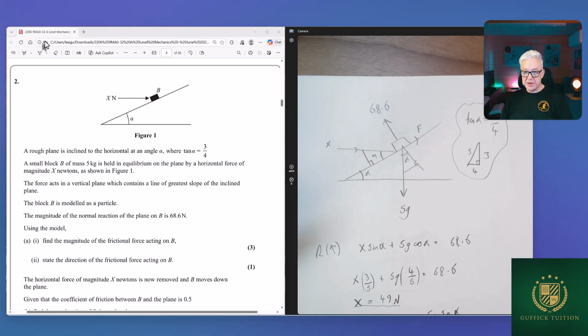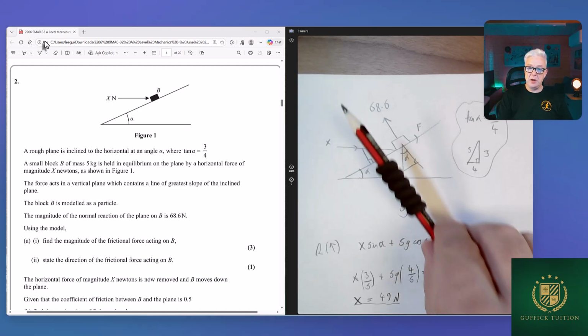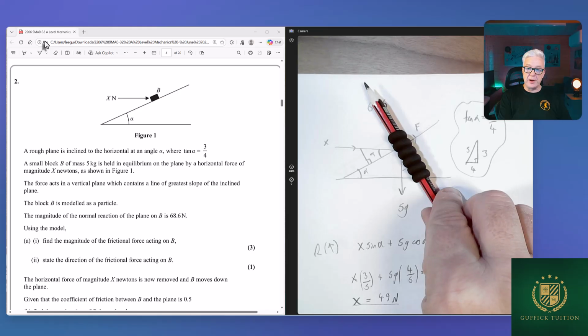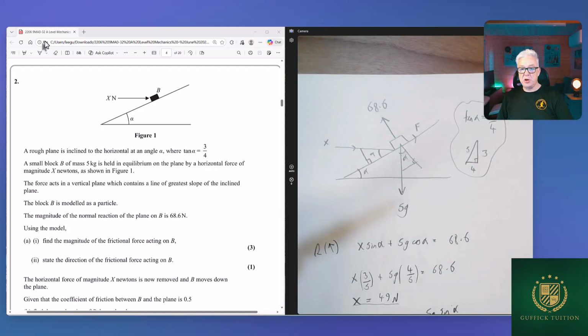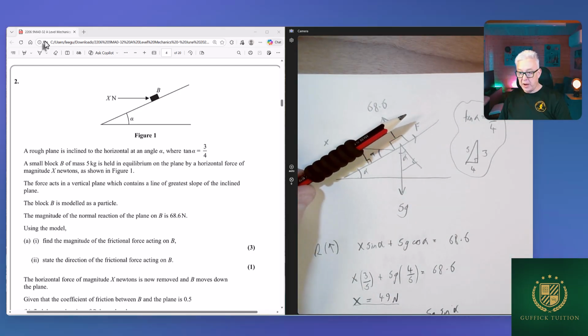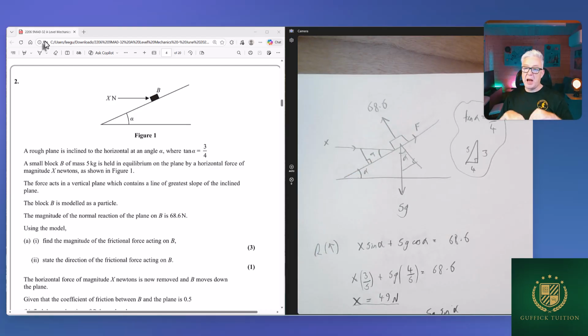And then the 2 steps that I'm going to do is I'm going to resolve perpendicular to the plane, get some equations there, and I'm just going to choose to resolve going up the plane. So those are going to be my 2 options.